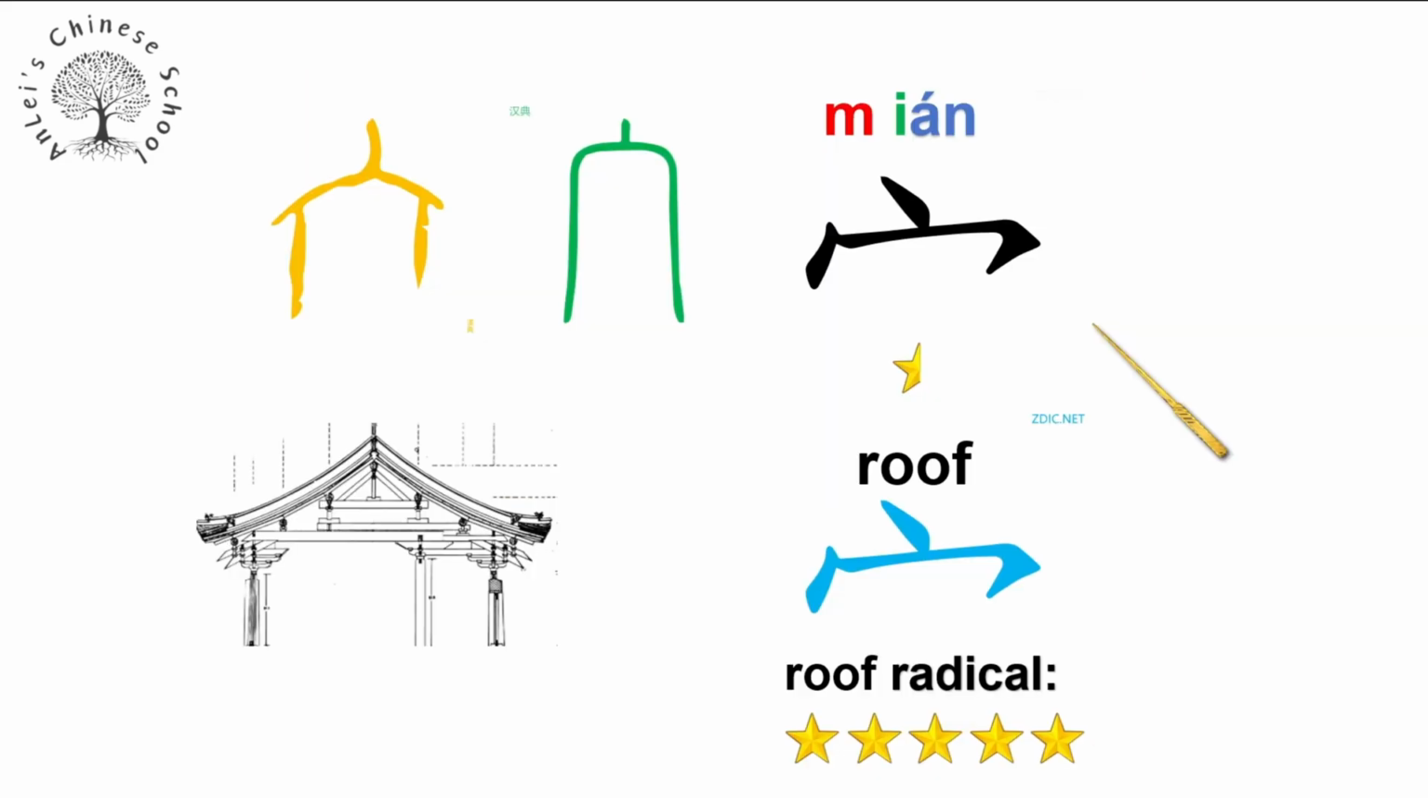This character is pronounced mián. The bronze inscription is like two pillars supporting the roof, and this is traditional Chinese architecture. The original meaning of this character is a roof, but today we don't use it alone. We use it as an important radical. We call it 宝盖头, roof radical.